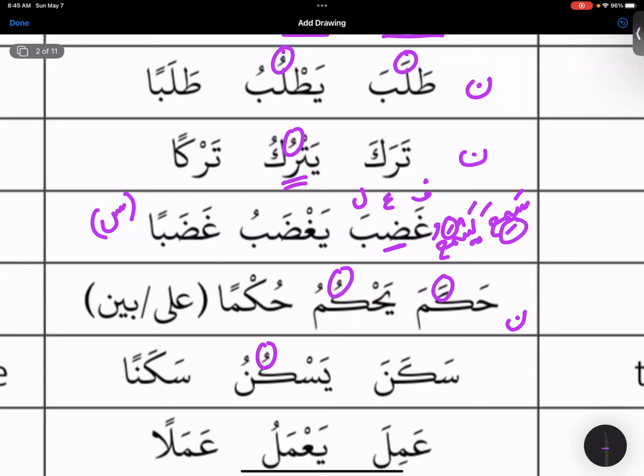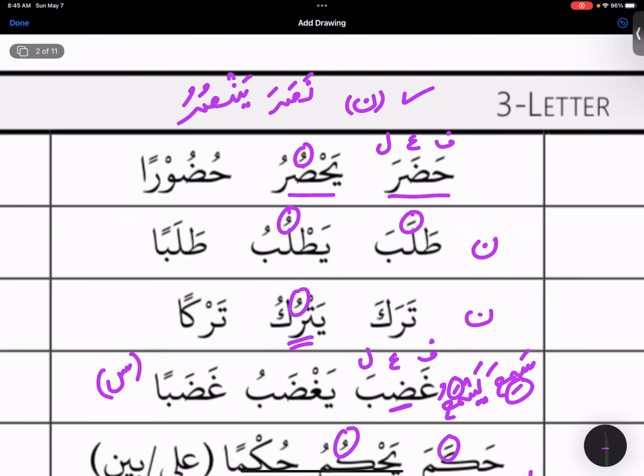Taraka yatruku means to leave, to give up something. And talaba yatlubu? To ask for, seeking, to ask or want something. Hadara yahduru? To be present.